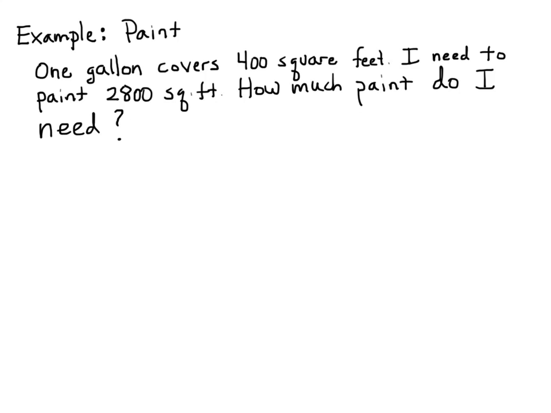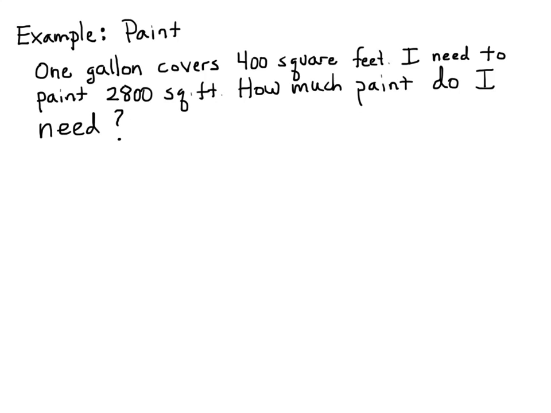Now, in terms of a proportion, what you're really saying here is that you have 1 gallon does 400 square feet. And so what you want to know is how many gallons will do 2,800 square feet. Now, since this is a 1, it doesn't really enter into the calculation. We can say if we cross-multiply, we get 2,800 equals 400 times, we'll call our question mark x, and so you end up with the 2,800 divided by 400.